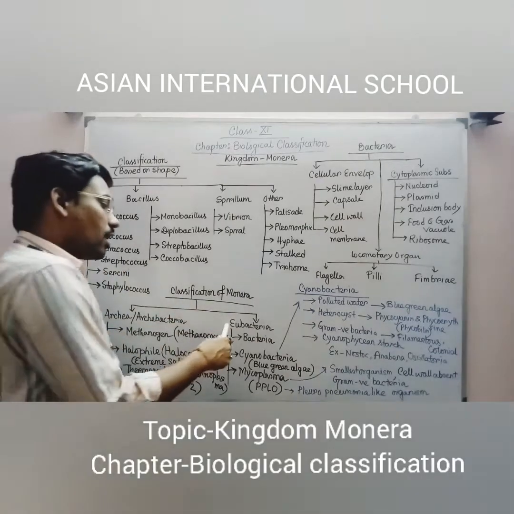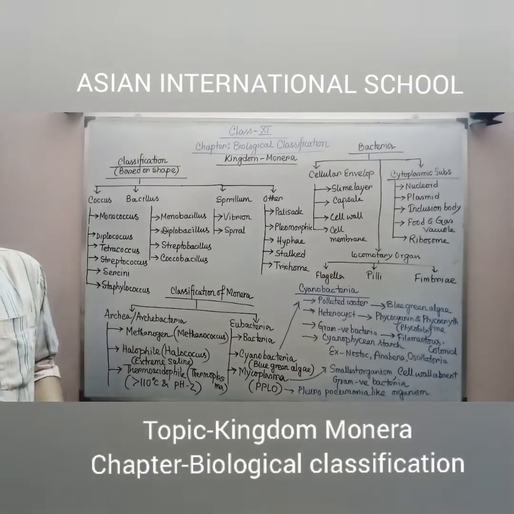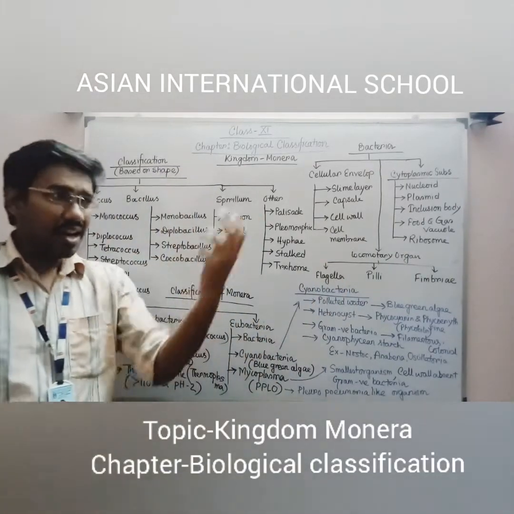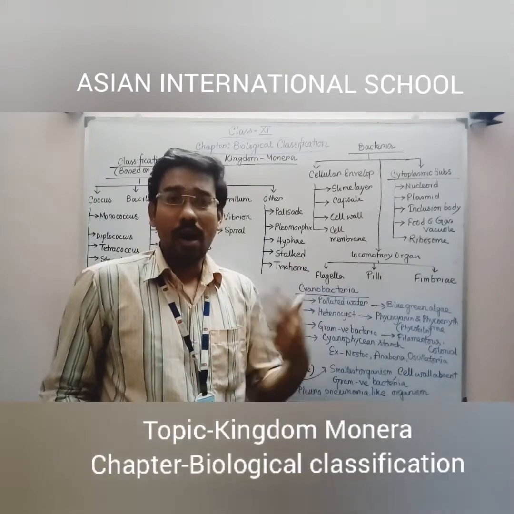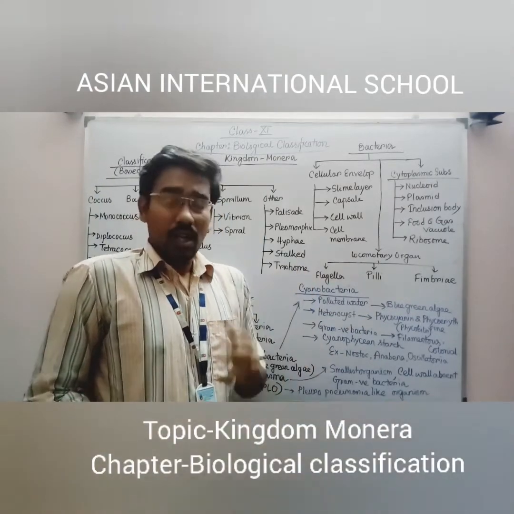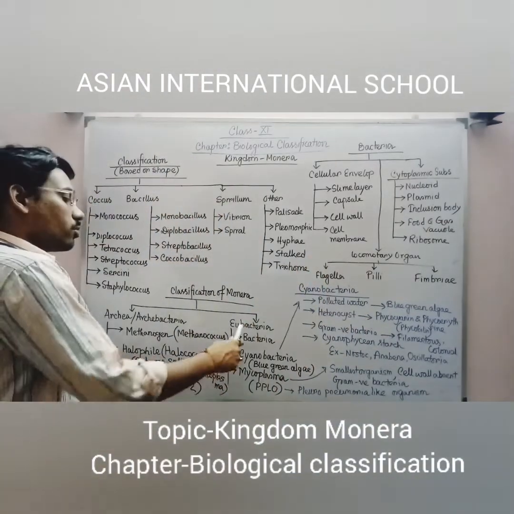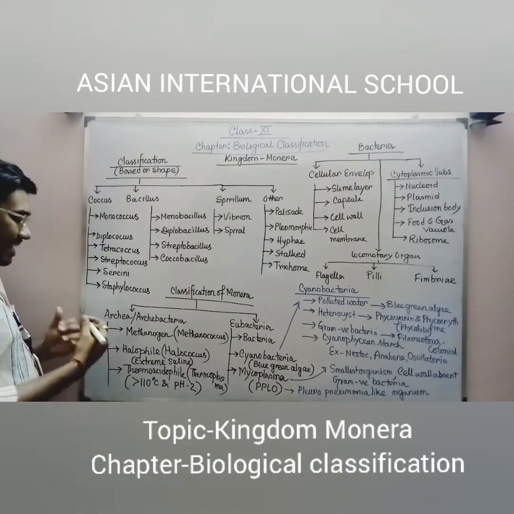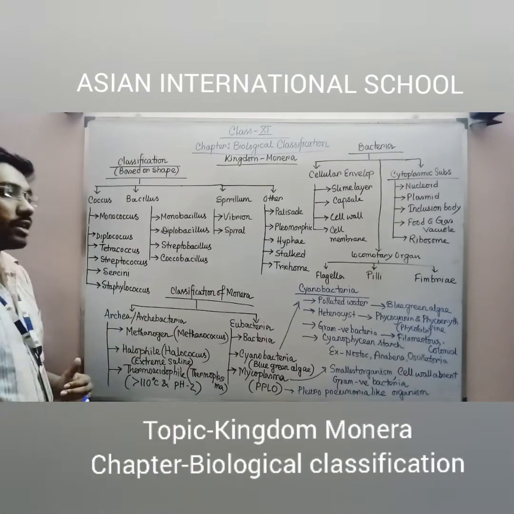Next one we can see here, Eubacteria, that is the true bacteria. This is the common bacteria, whatever we can see in our normal environment, in the air, in the soil, in the water, everywhere they are just loitering. So those kinds of bacterial cells all come within the Eubacteria or the true bacteria. Now first of all I am going to the categorization of the Archibacteria or Archaea.